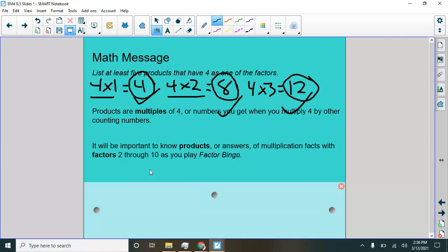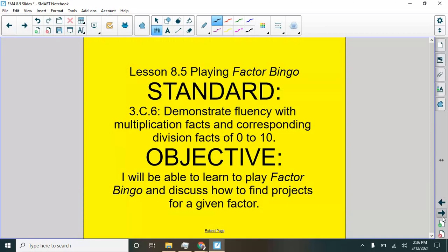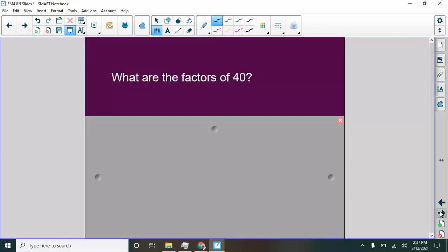It's going to be important for us to know products or answers of these multiplication facts with factors from the numbers 2 through 10 as you play a game called Factor Bingo. Now, in this game, we're going to need a couple of skills. Our goal here is to be able to learn how to play Factor Bingo and discuss how to find products for a given factor. And it's going to go with our multiplication standard that you have seen many times. So let's remind ourselves how to find factors.